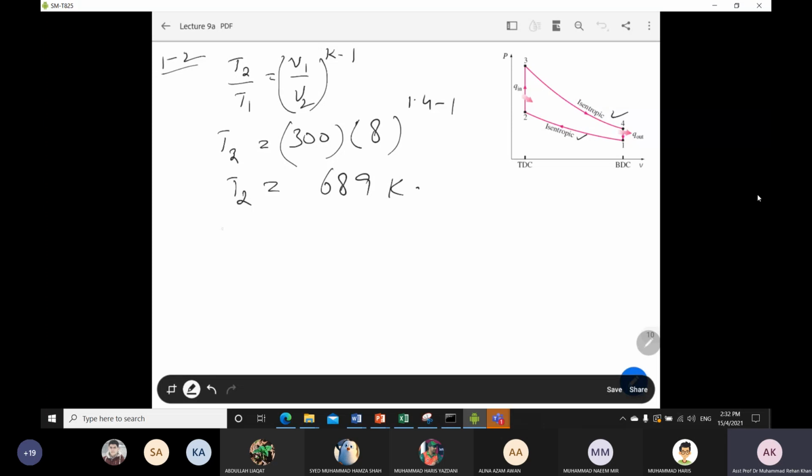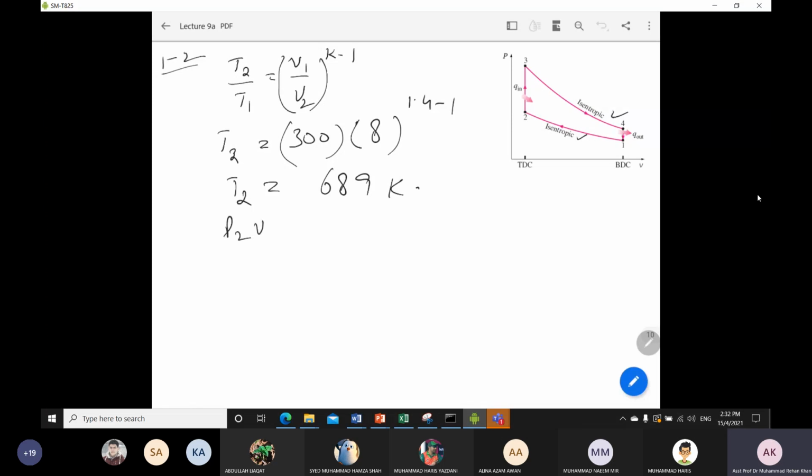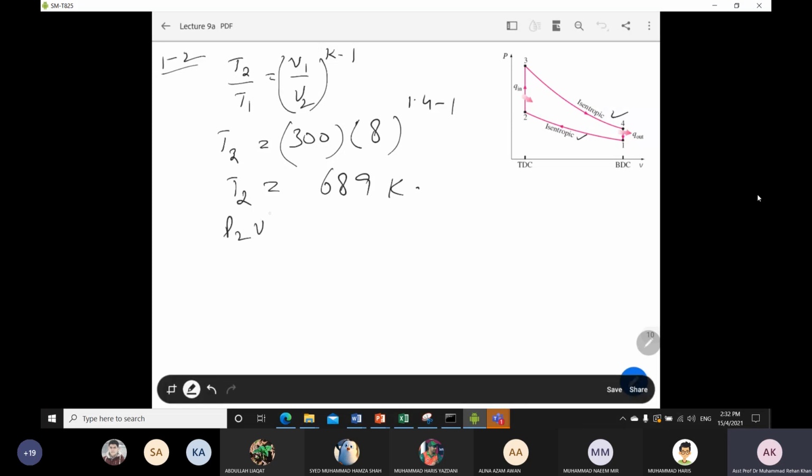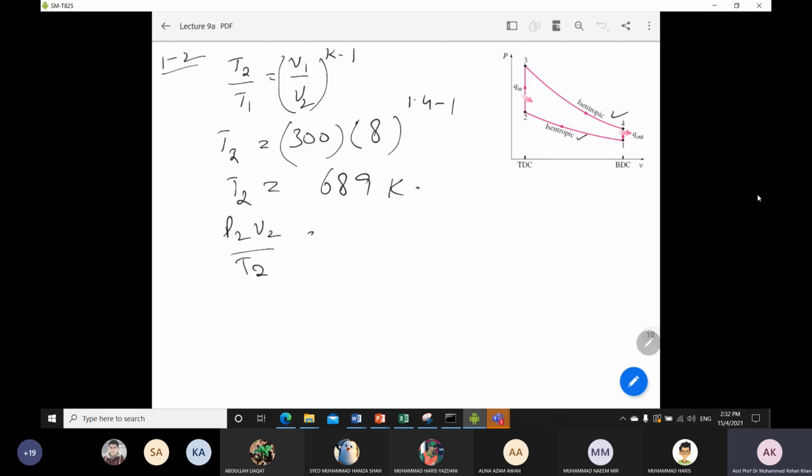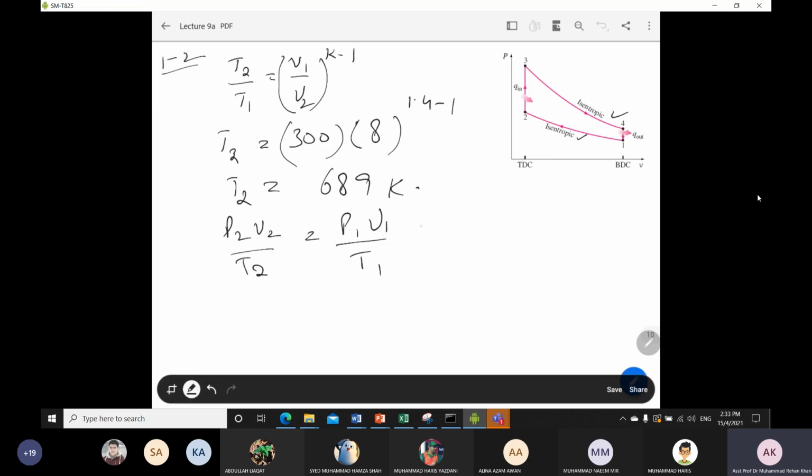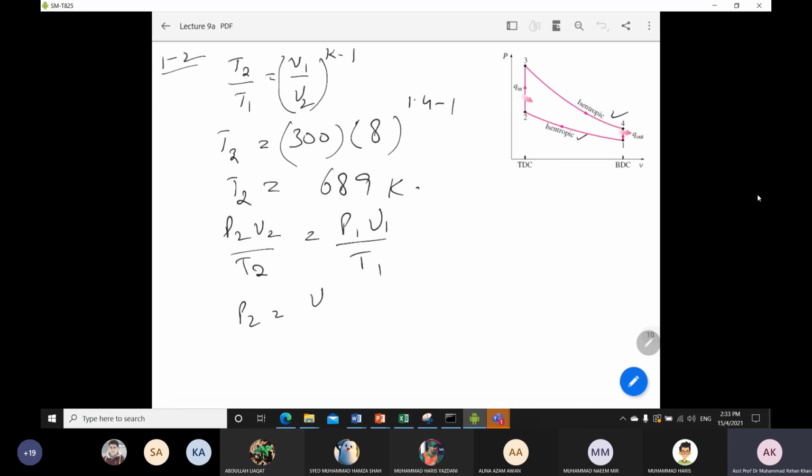Okay, so now coming towards your pressure 2. For pressure, the equation that is valid, either for constant specific heat or variable specific heat, is P2 V2 over T2 equal to P1 V1 over T1. So this equation is valid for your process 1 to 2. From here, you can easily find your pressure at number 2. So P2 is equal to r times T2 over T1 times P1. Okay, so this is your compression ratio.